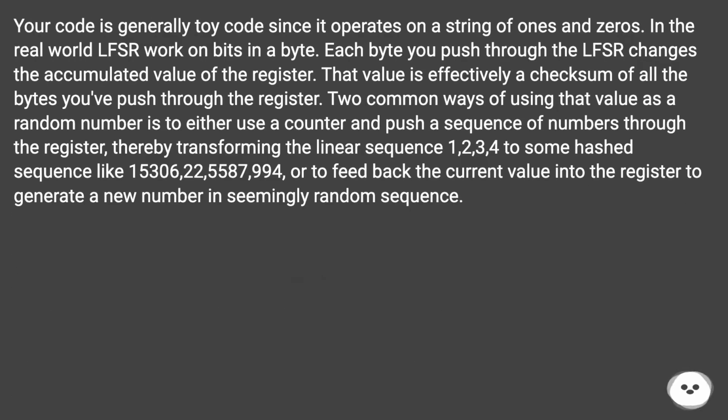Your code is generally toy code since it operates on a string of ones and zeros. In the real world, LFSRs work on bits in a byte. Each byte you push through the LFSR changes the accumulated value of the register. That value is effectively a checksum of all the bytes you've pushed through the register. Two common ways of using that value as a random number is to either use a counter and push a sequence of numbers through the register, thereby transforming the linear sequence 1, 2, 3, 4 to some hashed sequence like 15306, 22, 5587, 994, or to feed back the current value into the register to generate a new number in seemingly random sequence.